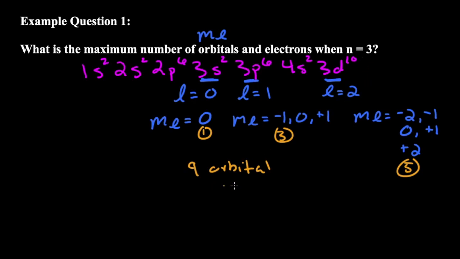And that's the maximum number of orbitals, right? Just because there are 9 orbitals in here doesn't mean that every single atom has to have all these 9 orbitals. This is just the most that it can possibly have.